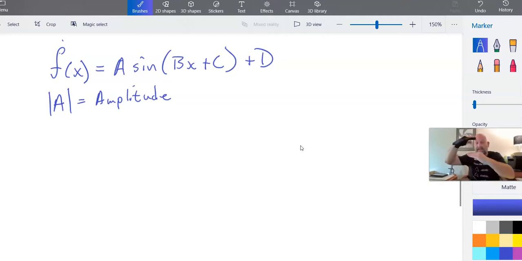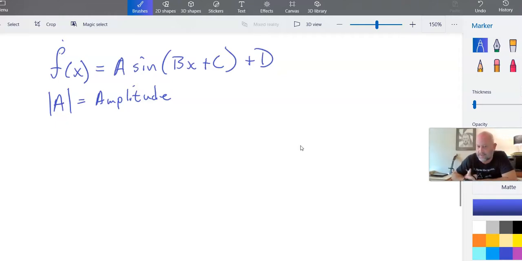And we've already looked at that. That's stretching it in a vertical fashion, right? You're making the peaks higher and the troughs deeper. Okay, now B controls your period.